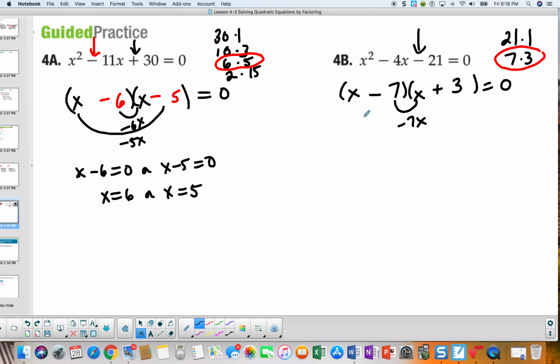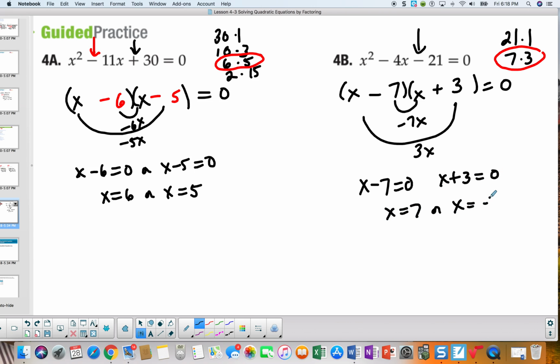How do I know I'm right? I do inner, I do outer, and I can see that adds up to negative 4x. So I can now set each factor equal to 0. So we get x is equal to 7 or x equal to negative 3. This is the end of part 1.